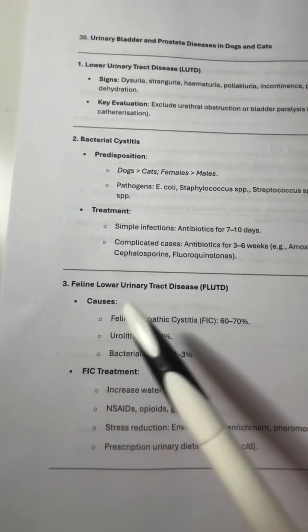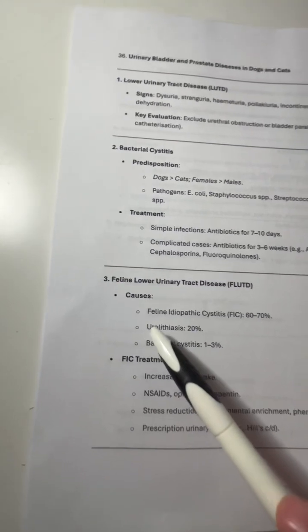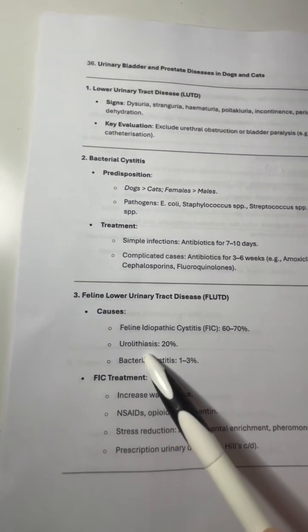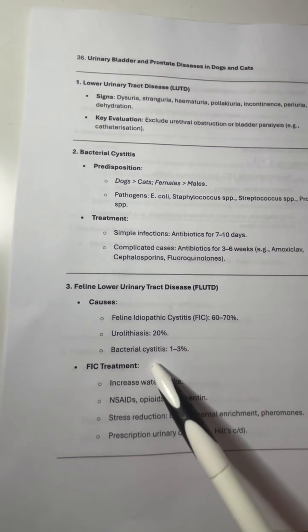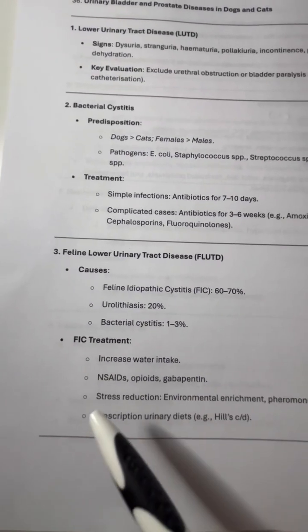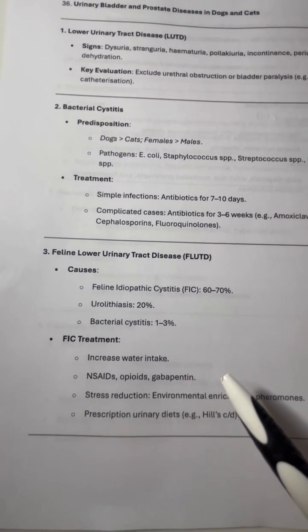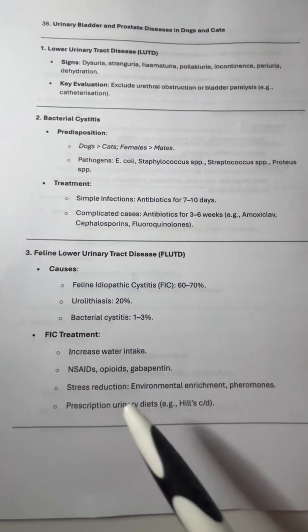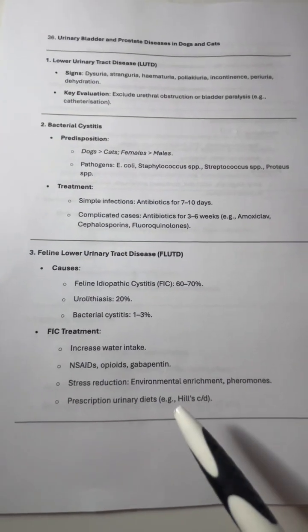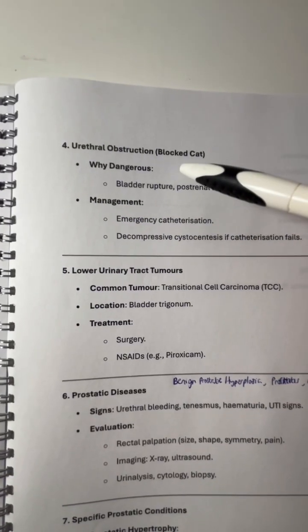For feline lower urinary tract disease, the causes are idiopathic cystitis in around 60 to 70%, urolithiasis in around 20%, and bacterial cystitis for 1 to 3%. The treatment is to increase water intake, NSAIDs, opioids, and gabapentin, and to have stress reduction and environmental enrichment, and prescribe urinary diets.